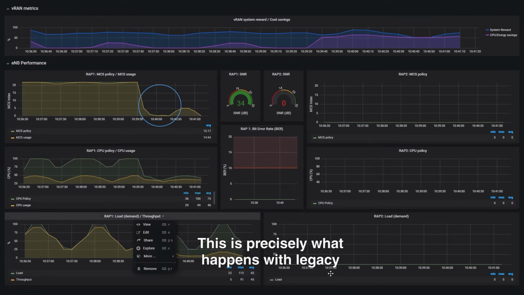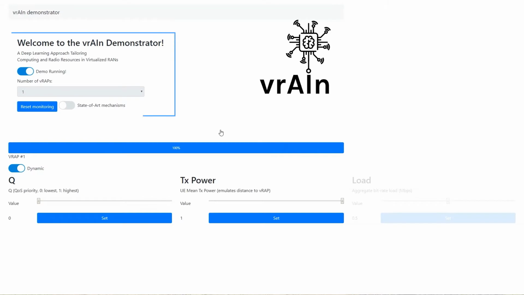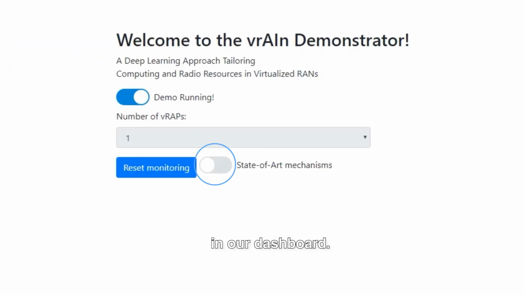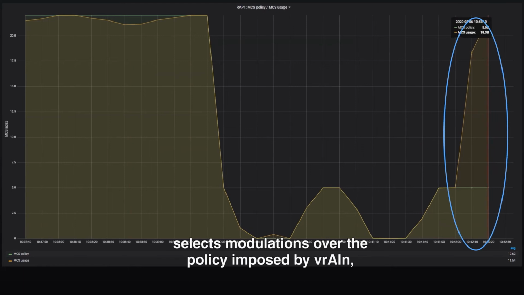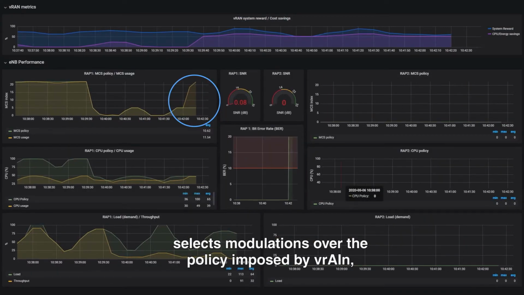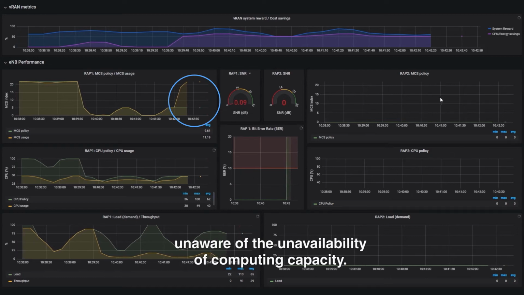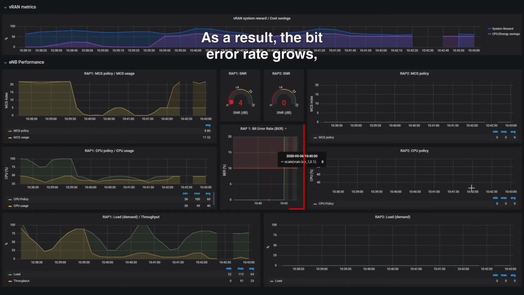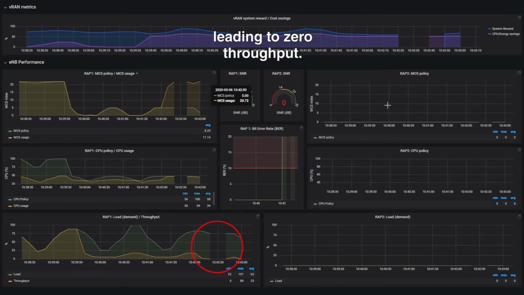This is precisely what happens with legacy compute-unaware radio schedulers. To show this, we select state-of-the-art mechanisms in our dashboard. We can observe now how the radio stack selects modulations over the policy imposed by vrAIn, matching the good channel conditions experienced, but unaware of the unavailability of computing capacity. As a result, the bit error rate grows, leading to zero throughput.